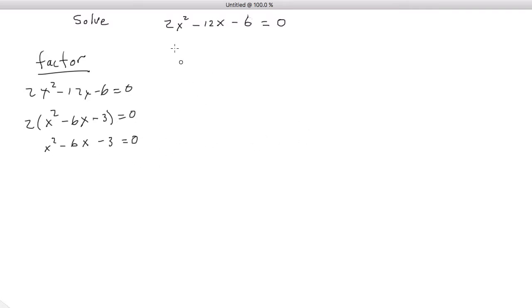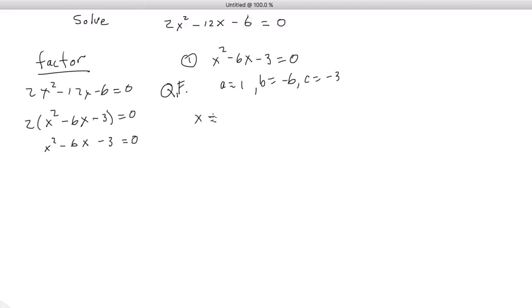Now let's say, okay, I can't pick one from here, I now have to take this x squared minus 6x minus 3, and I'm still working with this now. Okay, so let's do the quadratic formula on this. All right, so to help us, I'm going to identify a, b, and c. A is 1, b is -6, c is -3.